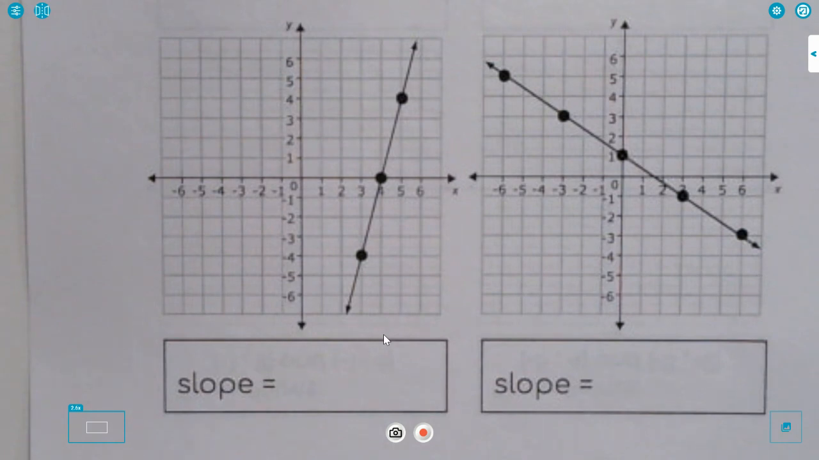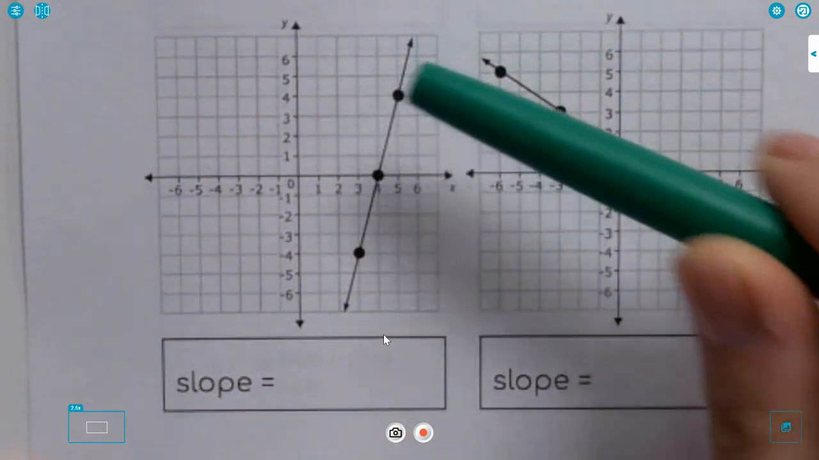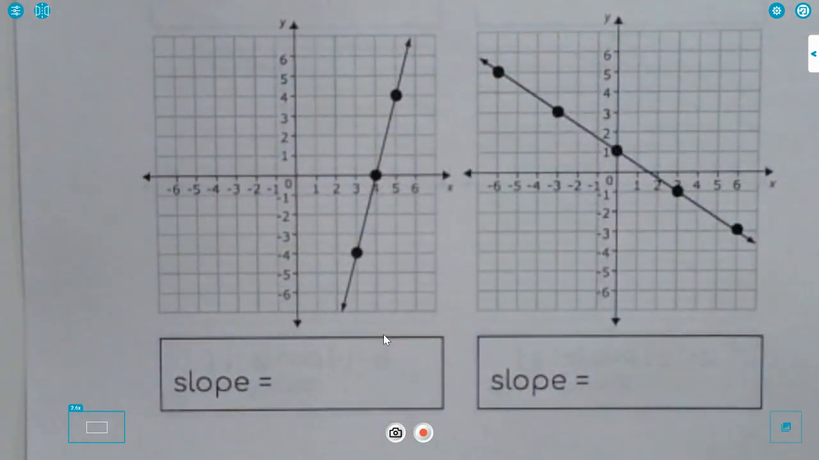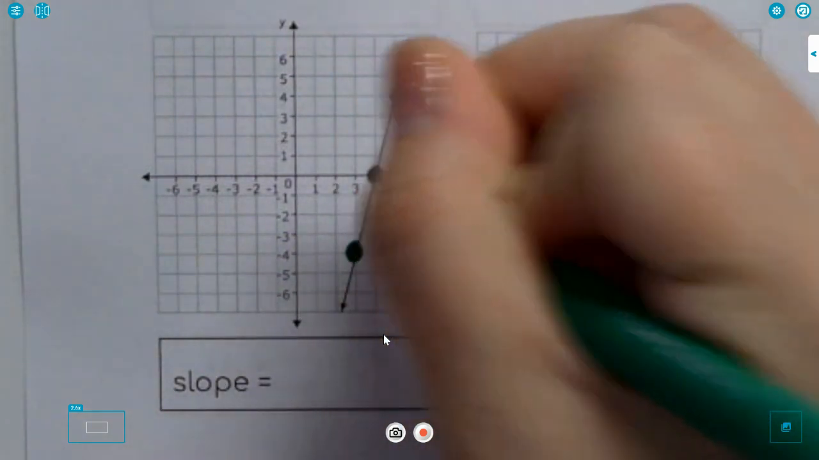So we can pick any 2 points. I can either pick these 2 points or these 2 points. Pick 2 points that are next to each other, because otherwise you're going to automatically have to reduce a fraction if you don't do that. So I'm going to use this point right here and this point right here.